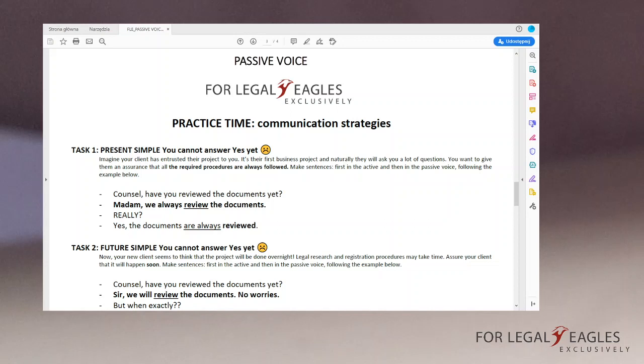Counsel, have you reviewed the documents yet? Madam, we always review the documents. Really? Yes. All the documents. Yes, the documents are always reviewed.